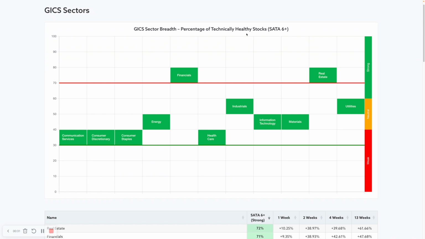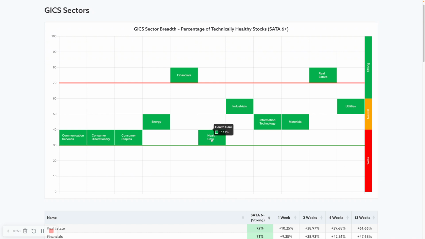percentage of stocks on a SATA 6 Plus in the table here. So if you hover over any of these, it tells you what the percentage is, what the name of the group is, the sector is, and you can see visually on the chart whether it's in the strong zone, neutral zone, or the weak zone, i.e. more or above 60%, they're between the 40 and 60% range, or they're below 40%.